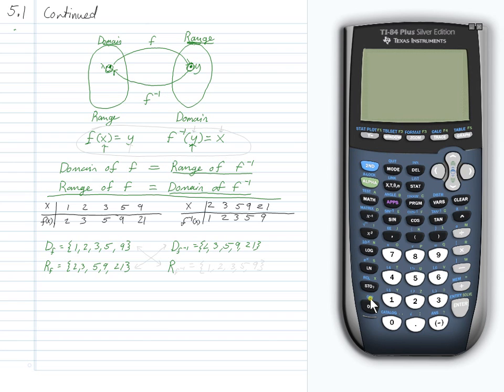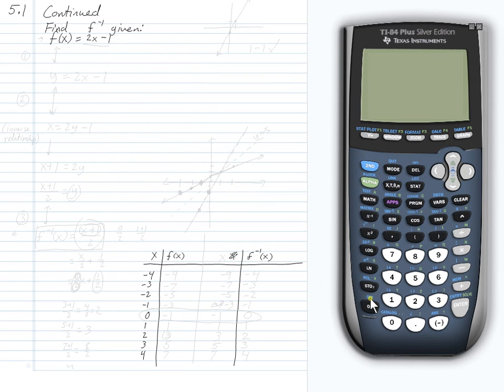And the range of f inverse is the outputs 1, 2, 3, 5, and 9. So that's a connection. The domain of the function and the range of the inverse are, by definition, going to be identical. Similarly, the range of the function and the domain of the inverse are going to be identical by virtue of what the inverse function does and what it is.